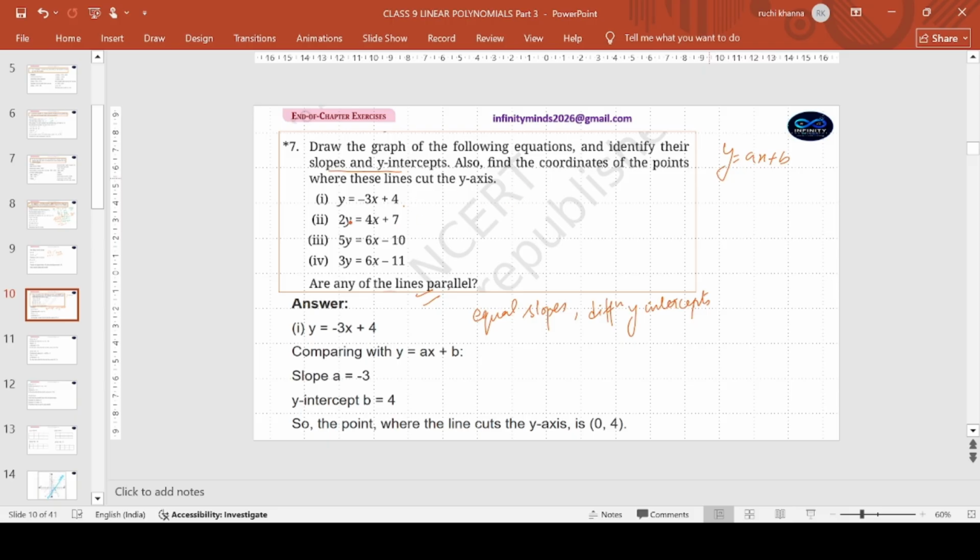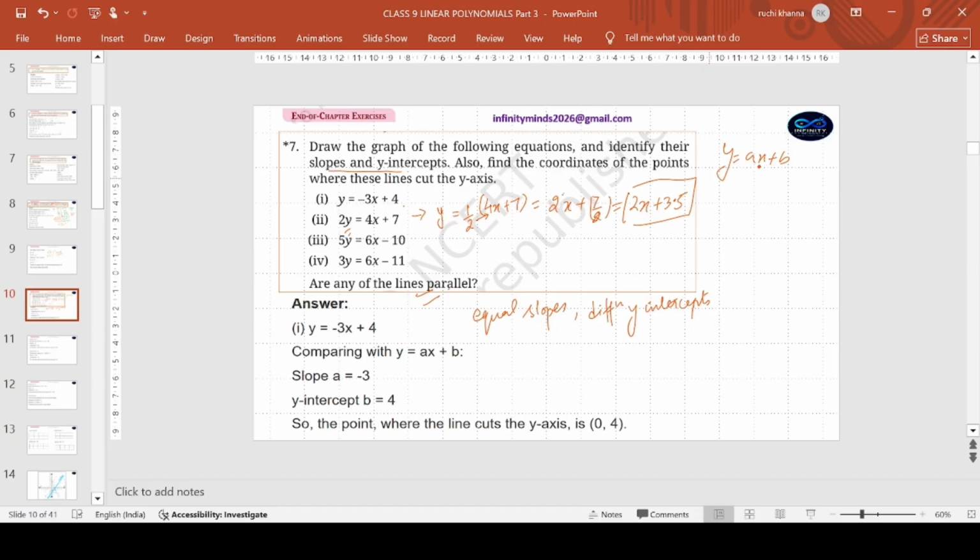Here 2y cannot be called y, children. 2y is 2y. So we must convert our equation to this form. If 2y is this, what will be single y? That is, I take the coefficient 2 to the RHS. So I shall divide, it will become half. Your equation becomes like this, where the half is for each one of them. 4 divided by 2 is 2x plus 7 by 2, or you could call it 3.5. Okay, this way, or 2x plus 3.5.